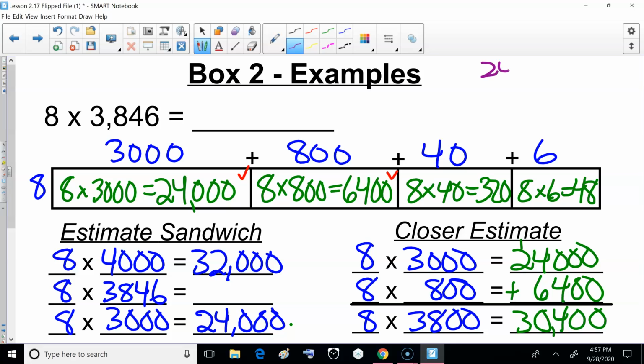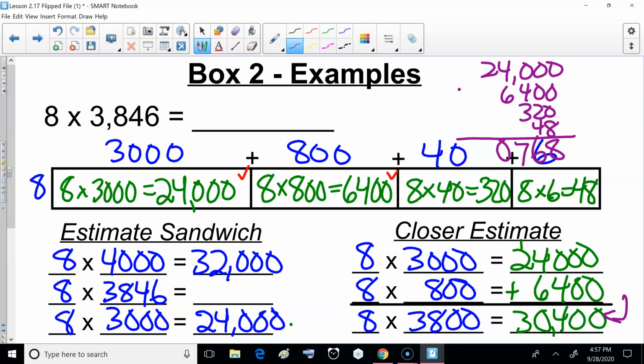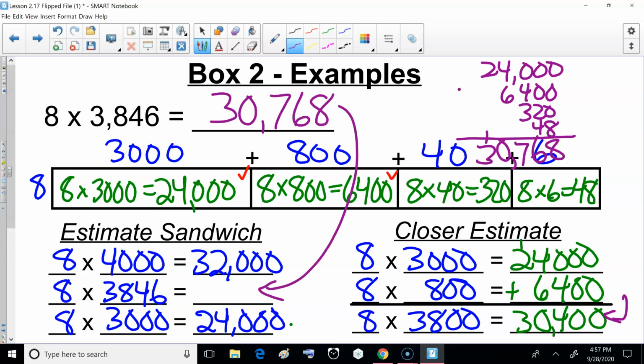So I've got 24,000 plus 6,400, which I know already from down here. It's already that answer. Shh, don't tell anyone. The next one, 320 and 48. And when I add up all those numbers together, I get an 8 and 6 and 7 and 0. Carry the 1 and 3. So I get an answer of 30,768. So notice this number fits in between here, which is great. But also we notice that this number is pretty close to our answer for this one, which gives us an even closer estimate. So realistically, the estimate sandwich gives us a bigger range.